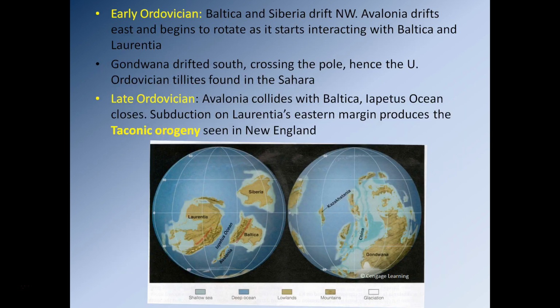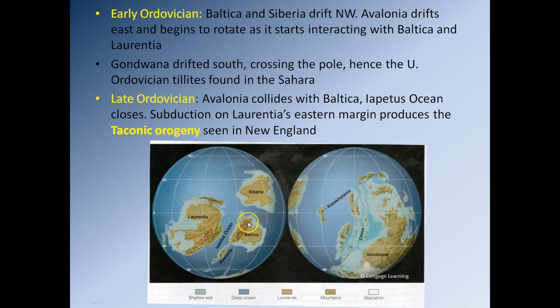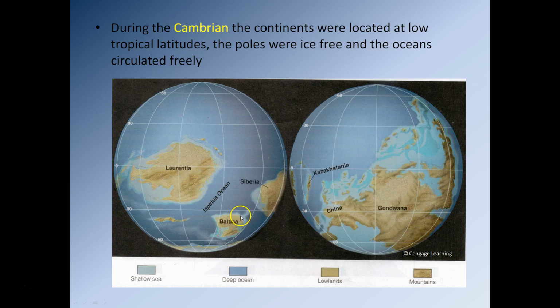So by the early Ordovician, what's going on there? So by the early Ordovician, we have Baltica and Siberia have kind of drifted northwestwards. So they're starting off down here, and they're heading in a kind of northwesterly direction. So they're heading this way. Baltica's going to come up this way towards the equator. So here we go. So there's Baltica there. So that's moving in a northerly direction. So Baltica's coming up this way.